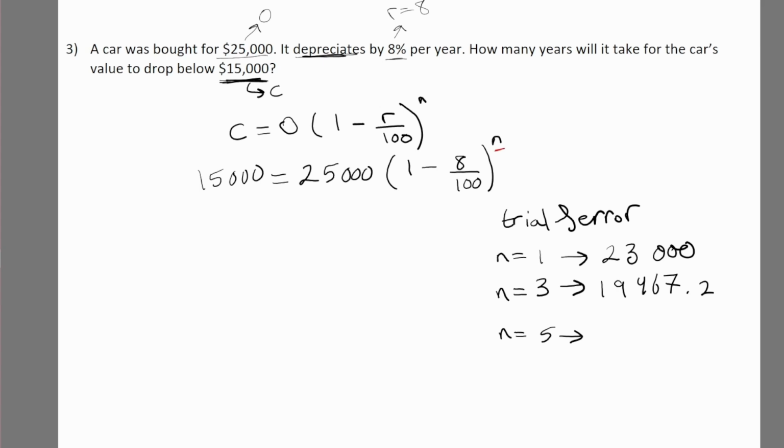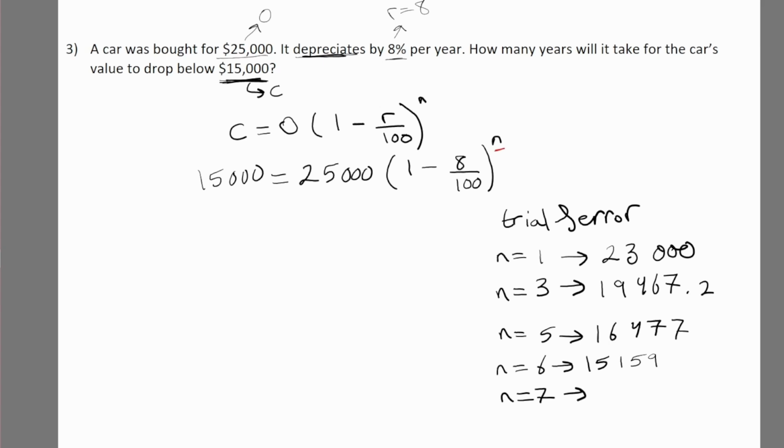So now I'm going to try n equal to 5. When n is equal to 5, we get 16,477 with a bunch of decimals. Doesn't matter. So let's try n equal to 6. Plugging in n equal to 6 gives you 15,159. So definitely it's right after it. So it's going to be n equal to 7 for sure.